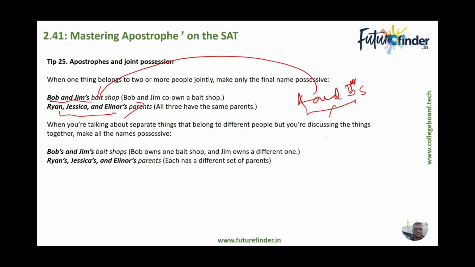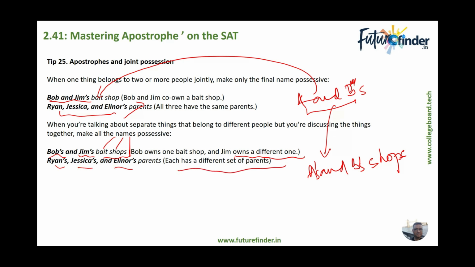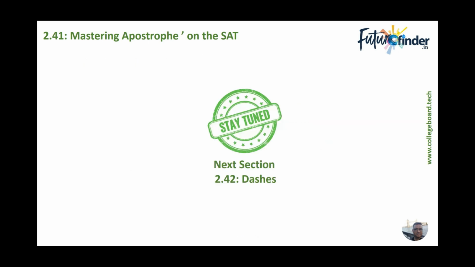But if you have different ones, for example, if I wanted to say that A and B have different shops, then it has got to be A's and B's, like in Bob's and Jim's bait shops, wherein there are two different shops. Both of them own a different shop, right? Ryan's, Jessica's, and Eleanor's parents. So each of them has a different set of parents. So these are some rules that we need to understand when we look at apostrophes.